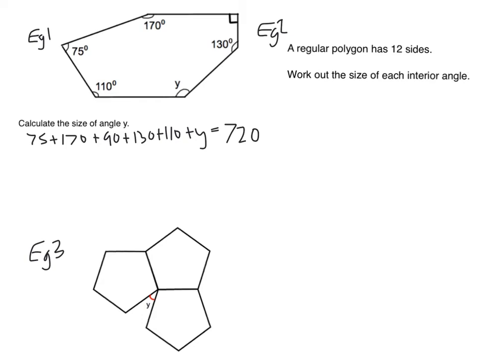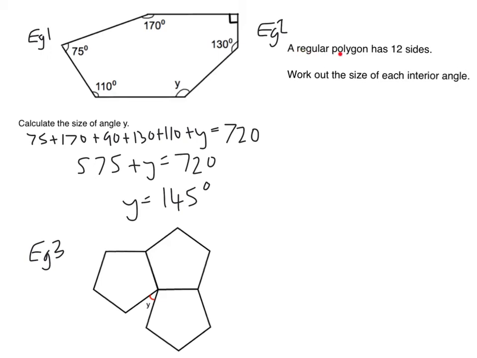We can then simplify the left hand side. 75, 170, 90, 130 and 110 add up to 575. So 575 plus y equals 720. So you can take that away from the 720, the 575, and you get 145 degrees. As well, just a wee check, I would make sure, have I done all the angles? So on the left hand side I should have 6. 1, 2, 3, 4, 5, 6. Simple things like that can make a big difference.